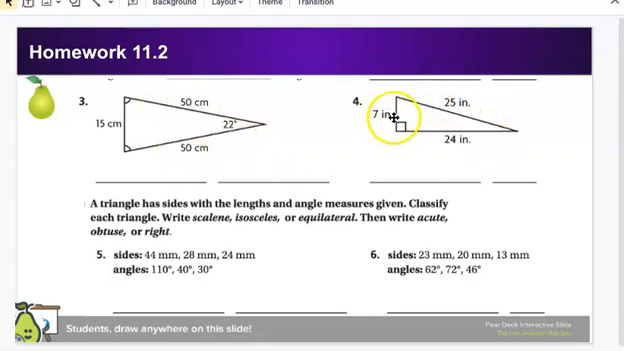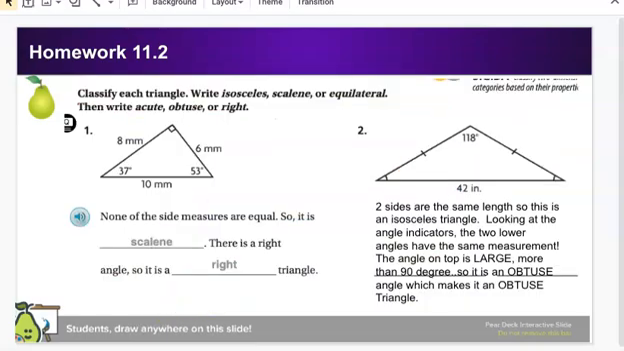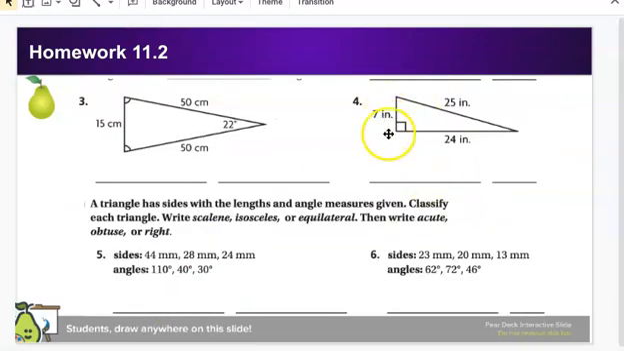Okay, this one, 7 inches, 25 inches, and 24, so I know it's scalene, right? Scalene is when none of the sides are the same length. But let's take a look at the measurement of the angles. See that clue? That's a right triangle. I know it immediately.